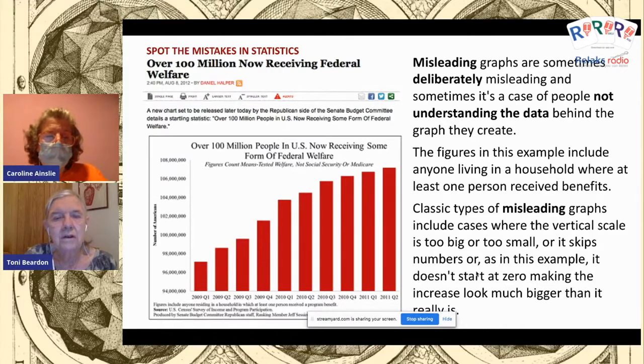Now, we're in a time where we're all hearing about statistics. We see graphs being produced on the news about the spread of COVID and about how many cases and how many deaths and how quickly it's spreading.